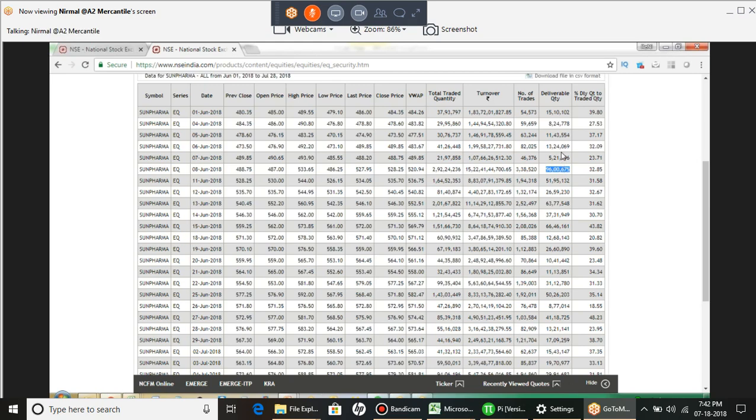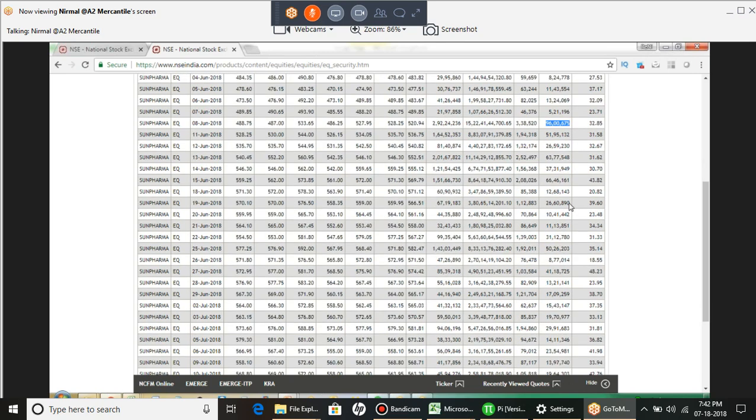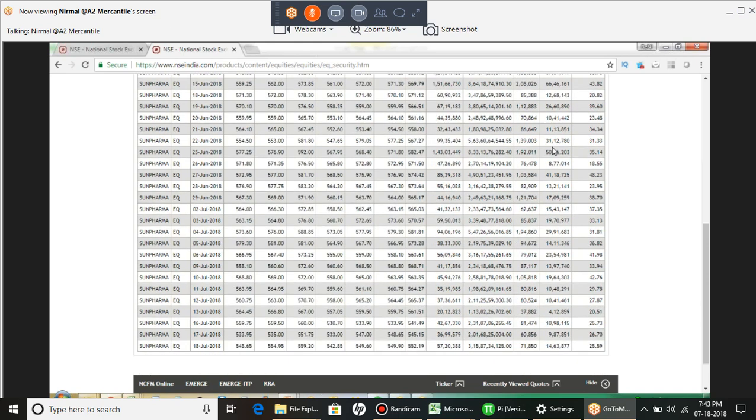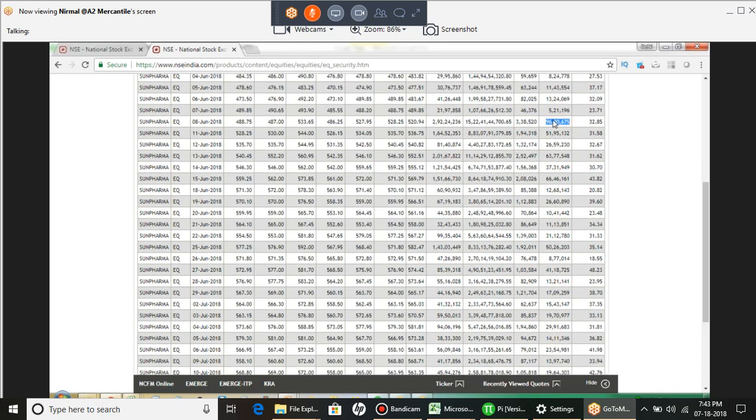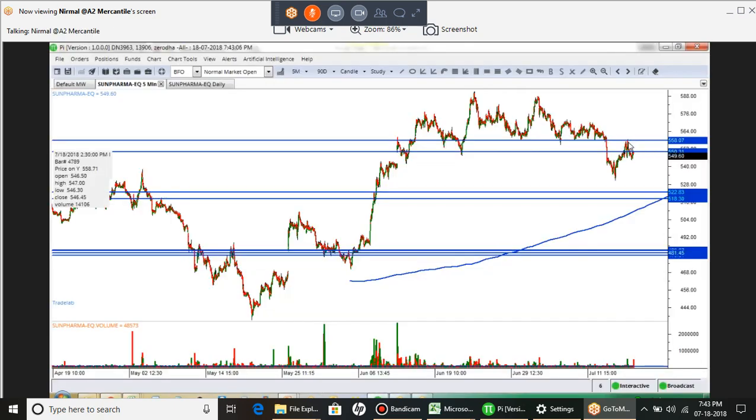When these kind of activities happen, bottoms or tops are formed, because these are the guys who move the markets. So these are the kind of activities from where the movement in the market comes in. And look at this, it happened on 8th of June. After that, we don't see anything even closer to this, right? So you will read only these kind of important things.